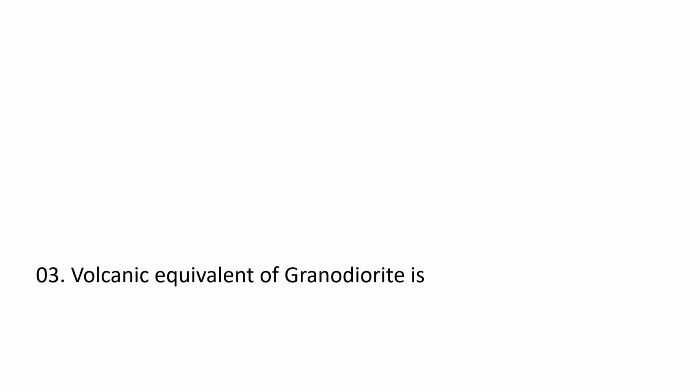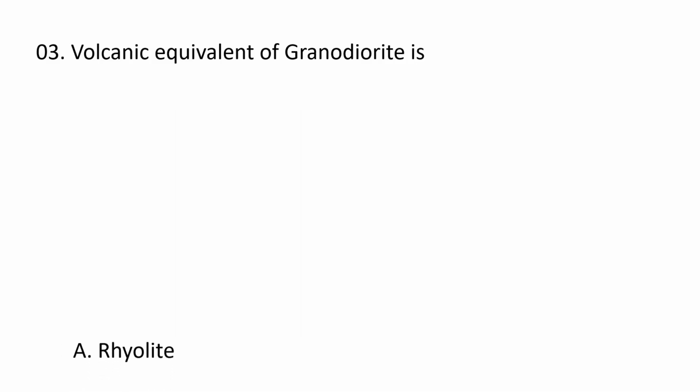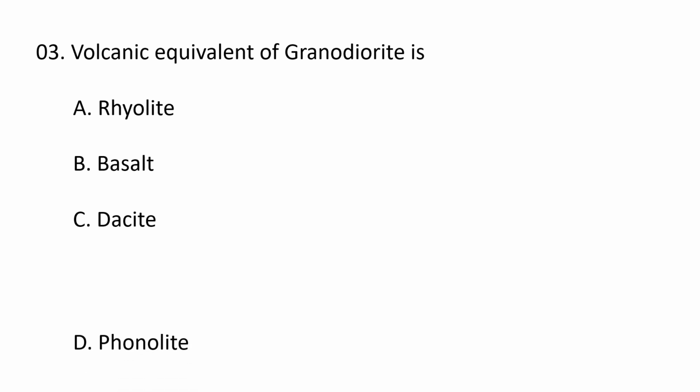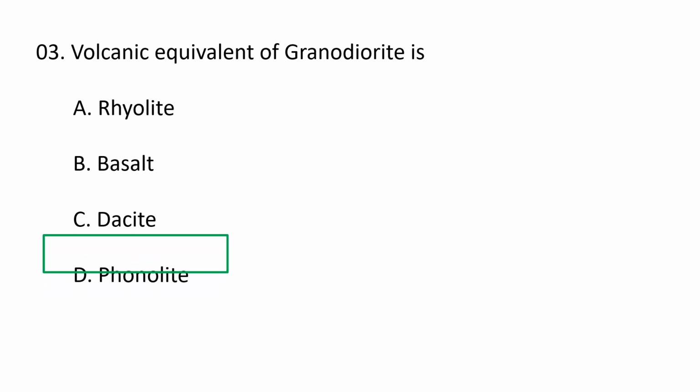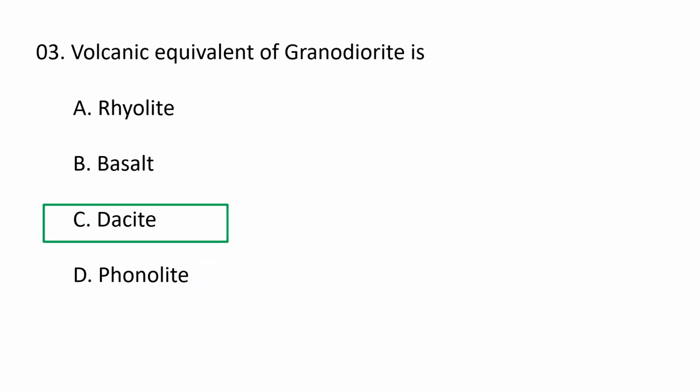Next question. Volcanic equivalent of granodiorite is A. Rhyolite, B. Basalt, C. Dacite and D. Phonolite. Volcanic equivalent of granodiorite is dacite. So, dacite is a felsic extrusive rock which is intermediate in composition between andesite and rhyolite. So, it is the volcanic equivalent of granodiorite. C is the correct option.